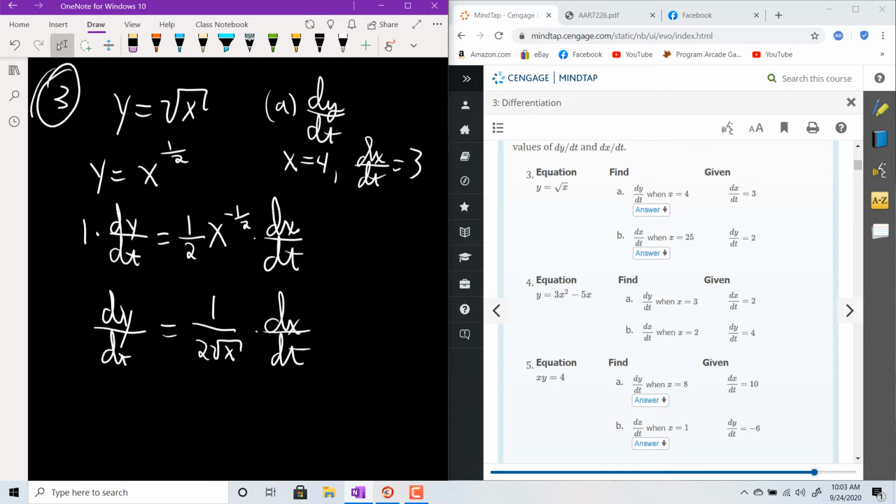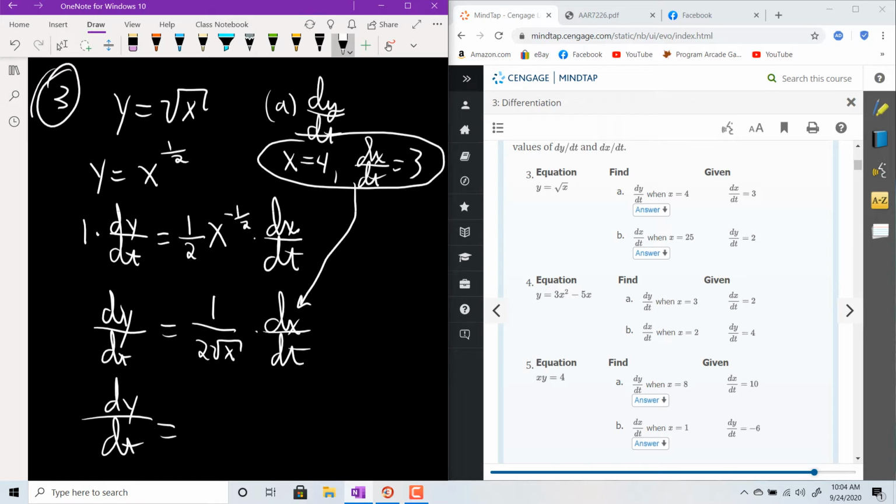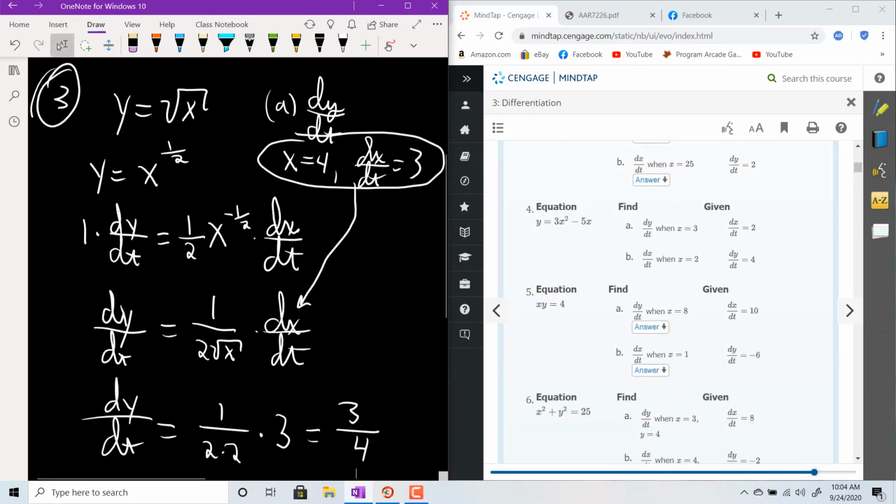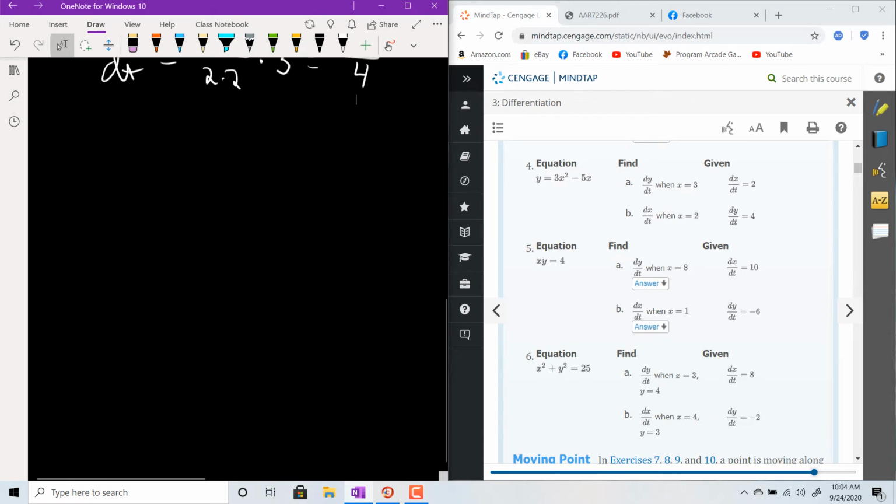And to find dy over dt, we just plug in the given information right here into here. We'll find that dy over dt is equal to 1 all over 2 times the square root of 4, which will be 2, times dx over dt, which is given as 3. So our answer, 3/4. Okay, so pretty easy. Let's do number 5 and see how that goes.